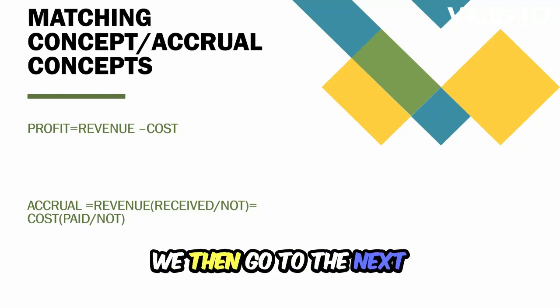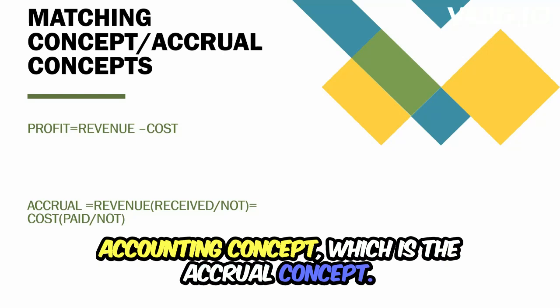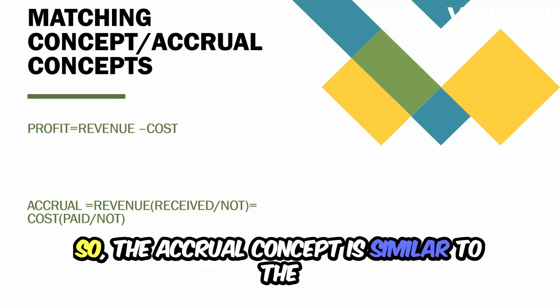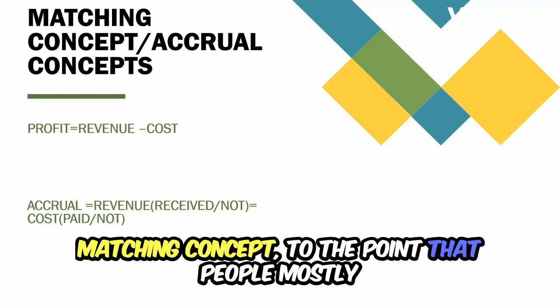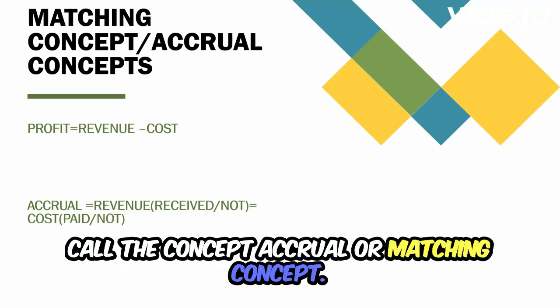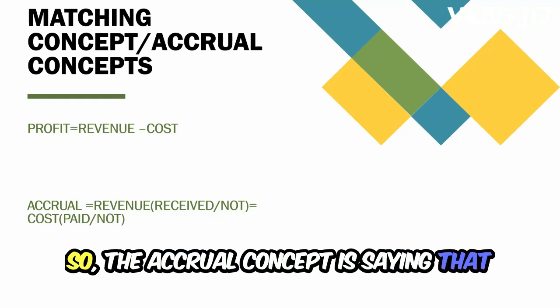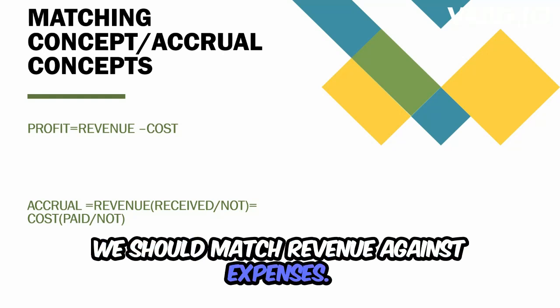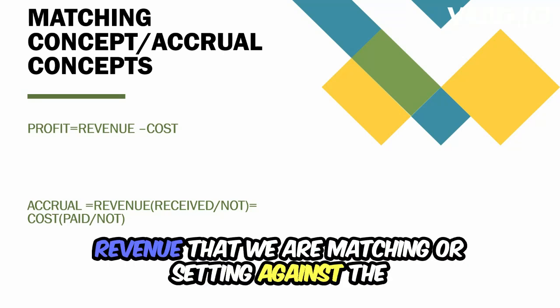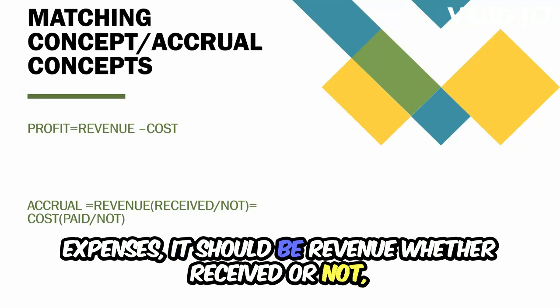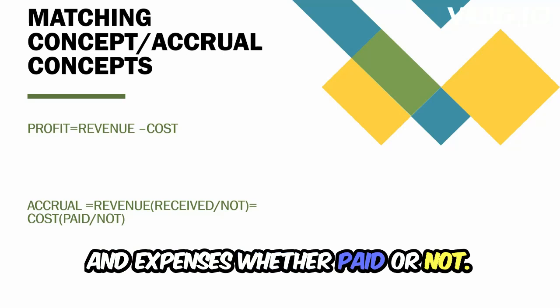We then go to the next accounting concept, which is the accrual concept. So the accrual concept is similar to the matching concept to the point that people mostly call the concept accrual or matching concept. But then these are two separate or different accounting concepts. So the accrual concept is saying that we should match revenue against expenses. With the accrual concept, we are saying that the revenue that we are matching or setting against the expenses should be revenue whether received or not, and expenses whether paid or not.